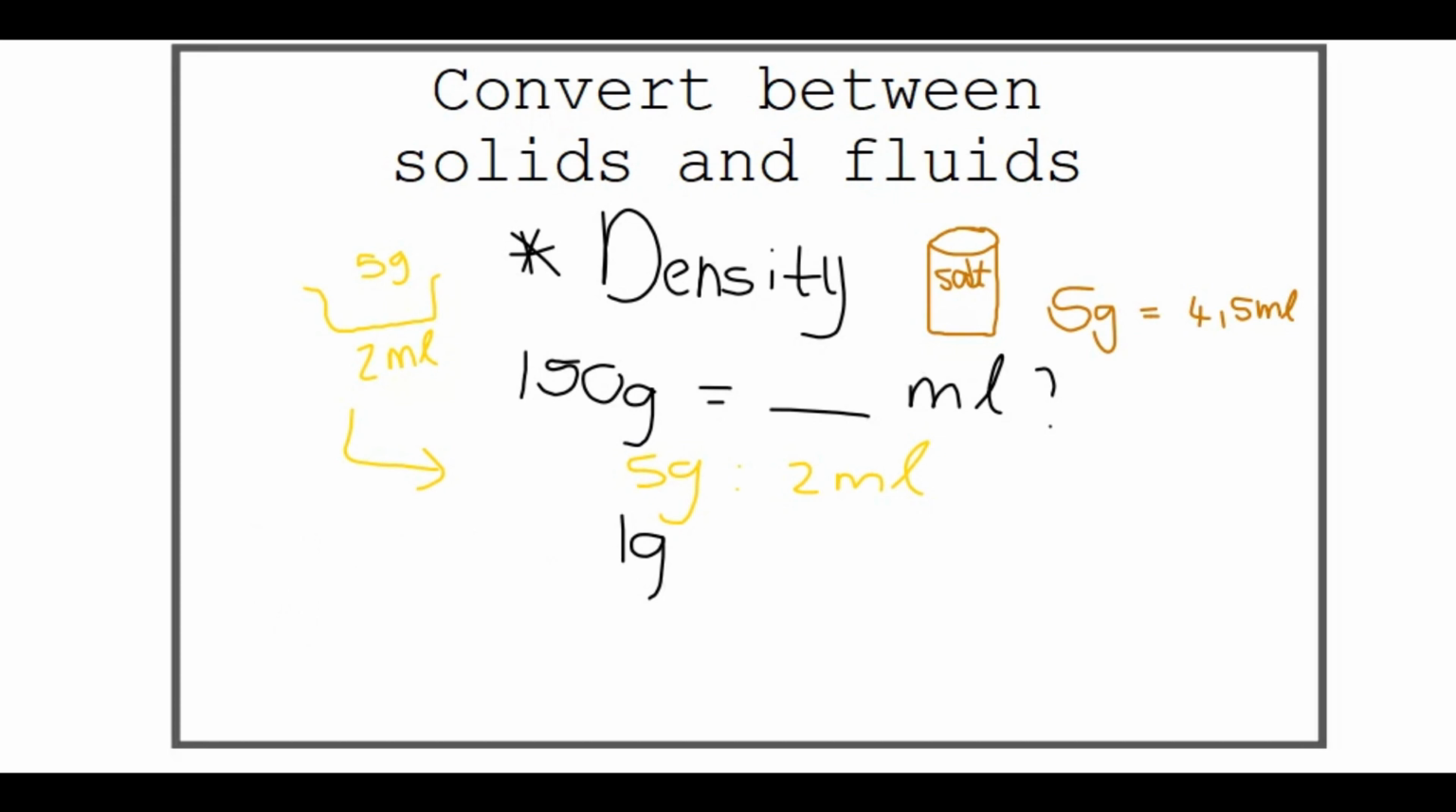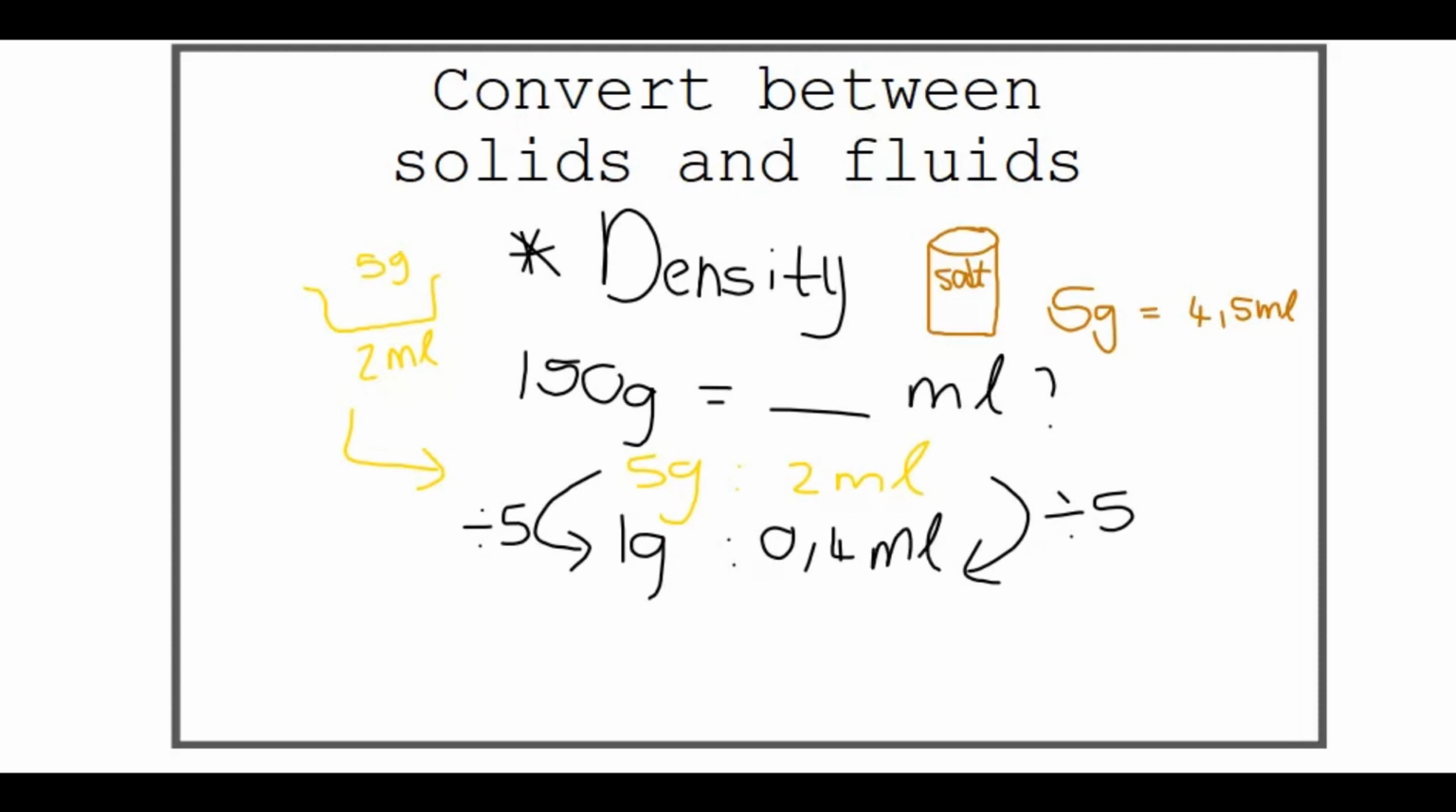Now, how do I go from 5 to 1? It's simple, just divide by 5. A number divided by itself gives you 1. But what I do on the one side, I also have to do on the other side. So how do I then get there? I say 2 divided by 5. And then this will give you 0.4 milliliters.